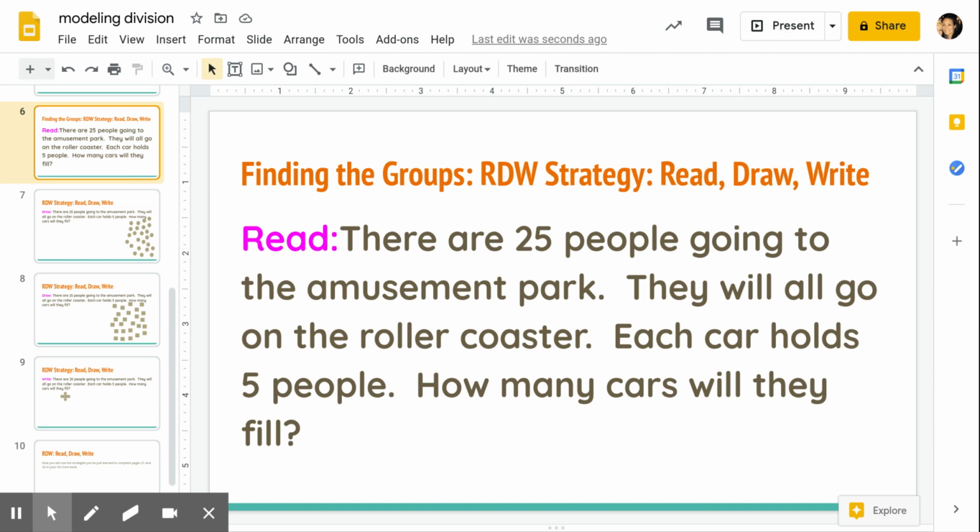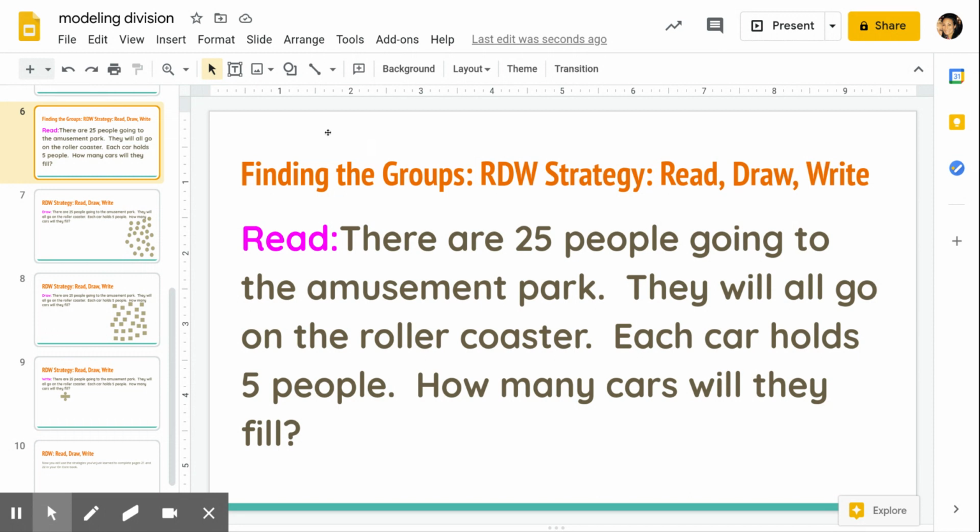So, video 2, we are going to read word problems that involve division, and this time we are going to be finding the number of groups. So again, we're going to use the RDW strategy, read, draw, and write. So first we read, there are 25 people going to the amusement park. They will all go on the roller coaster. Each car holds 5 people. How many cars will they fill?